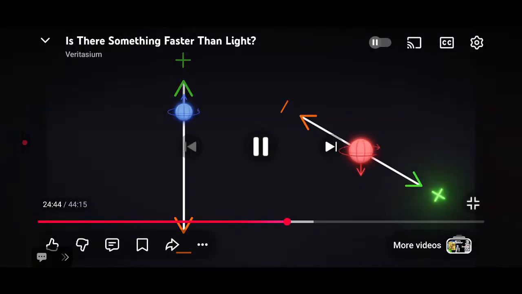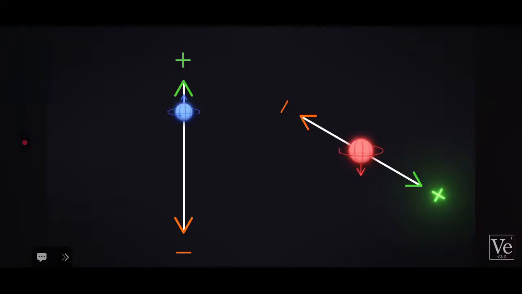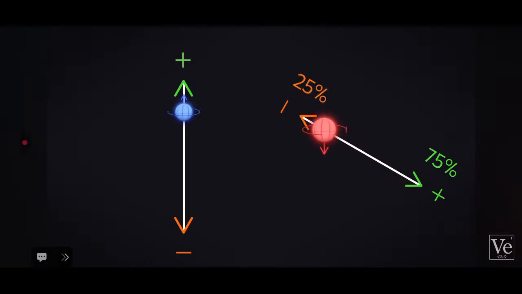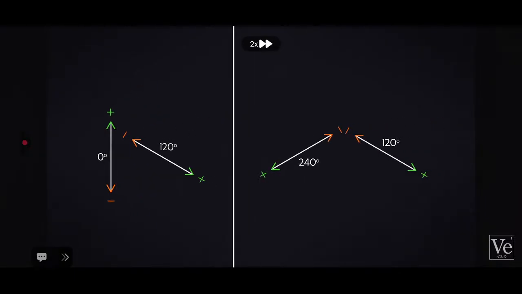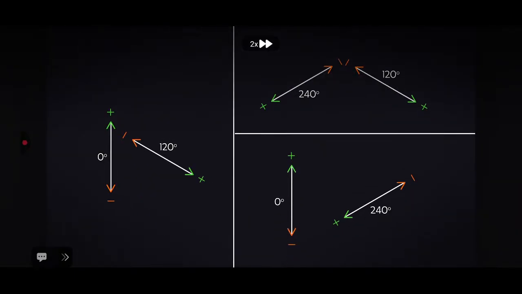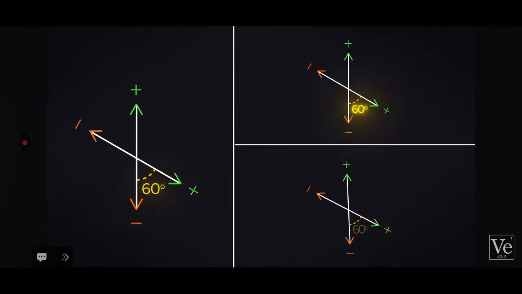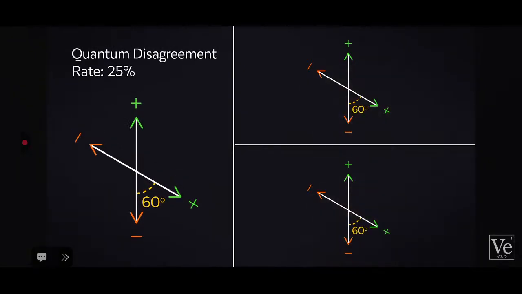The positron spin is already almost facing the plus end of the machine, so it's much more likely to go to plus. In fact, there's a 75% chance it goes to plus and only a 25% chance it goes to minus. So the disagreement rate is 25%. And we can show that for any two different axes the experimenters select, the geometry is analogous. So they all have the same disagreement rate of 25%. Anytime the experimenters choose different axes, they will get the same outcomes 75% of the time and different outcomes 25% of the time.